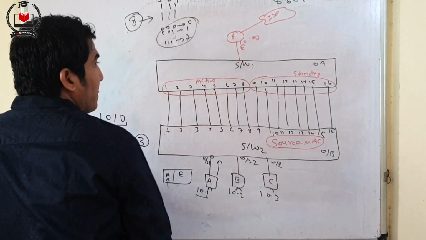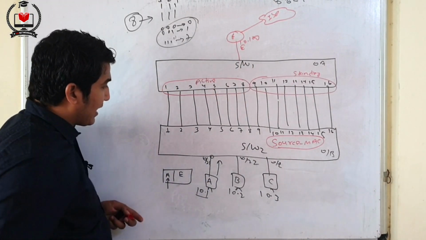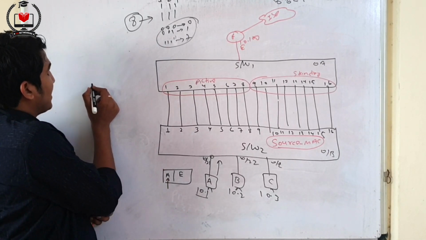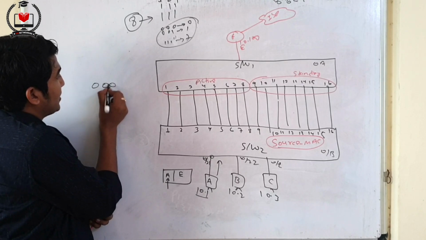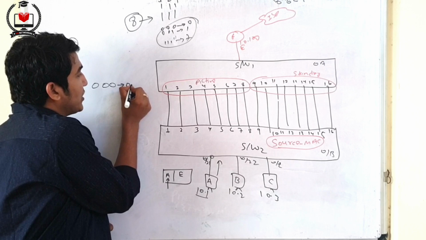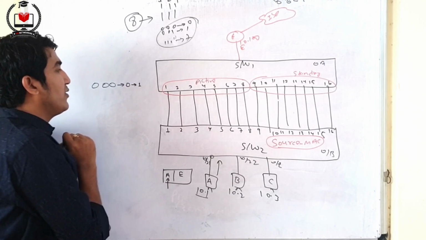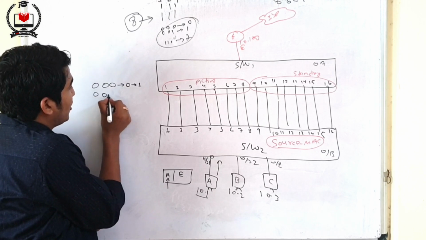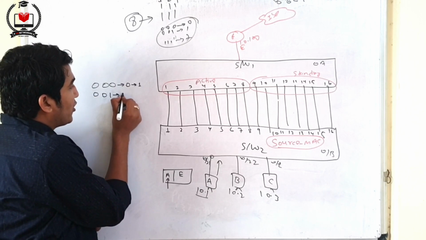See here, I am going to write it for you. If the last 3 bits of the source MAC address are 000, then the decimal value will be 0, so it will use port number 1. Suppose the last 3 bits value is 001. So what will the decimal value be?